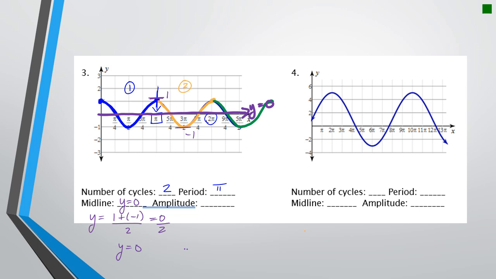And then for amplitude, you can actually kind of see it from the graph. If you look, there's one box to go up and then one box to go down. So we should get 1 as our answer, but we'll go ahead and figure it out here. So it's going to be 1 minus -1 over 2, which is 2 over 2, which is 1. So a couple different ways you can look at the graph once you find your midline. You can use this little formula, but your answer should match up.